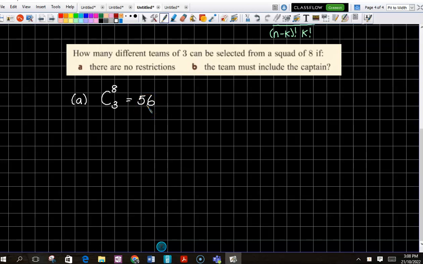Okay, so now, what do you think, without looking at the example, how's that going to change if the captain has to be included?